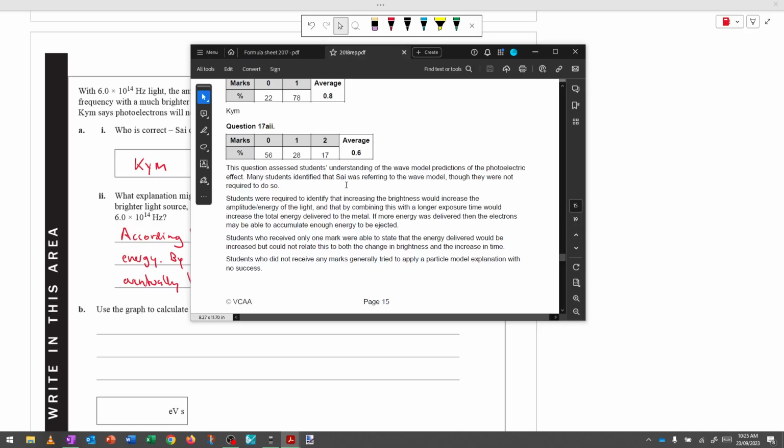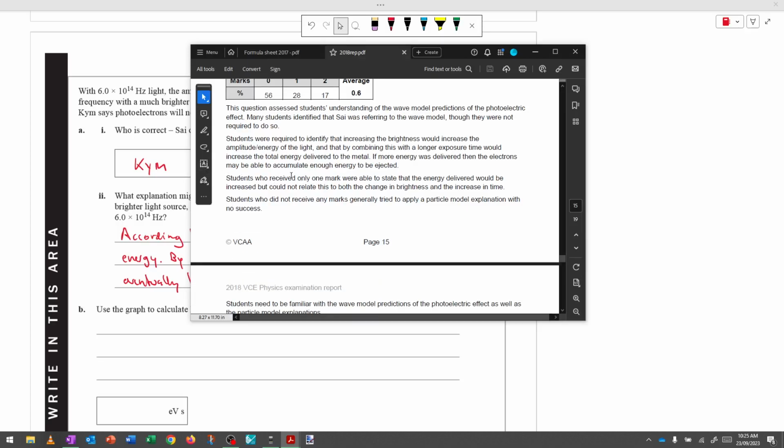Many students identified that Psi was referring to the wave model, though they were not required to do so. Students were required to identify that increasing the brightness would increase the amplitude and energy of the light, and that by combining this with a longer exposure time would increase the total energy delivered to the metal. If more energy was delivered, then the electrons may be able to accumulate enough energy to be ejected.